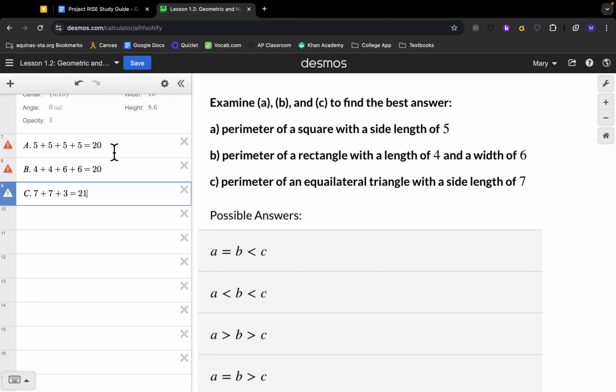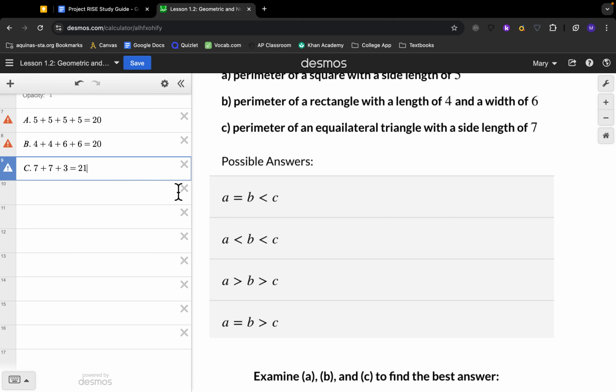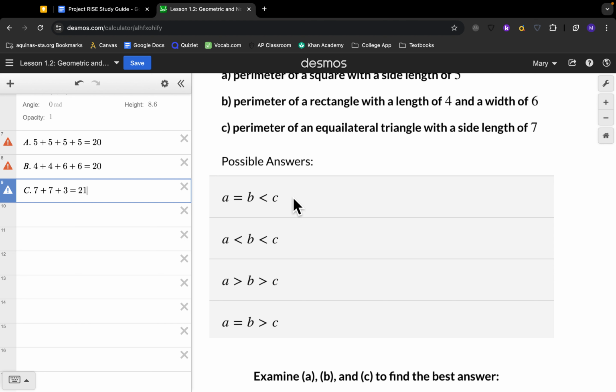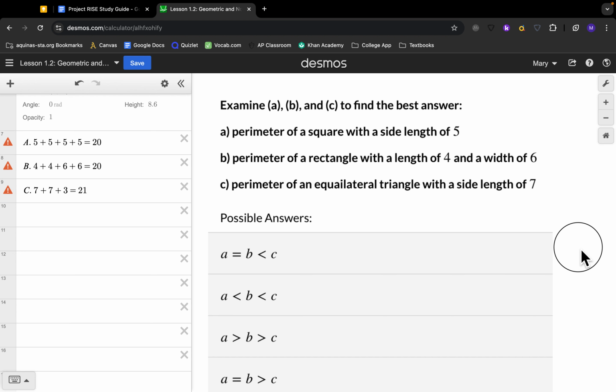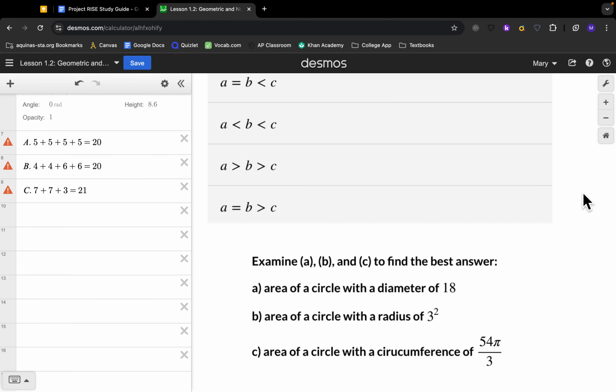So looking at what we've done, we can see that options A and B have the same value, and C has a larger value. So if we look at our option choices, this first one is telling us A and B are equal and C is larger than B, and that's correct. So our answer to this third problem is the first option.